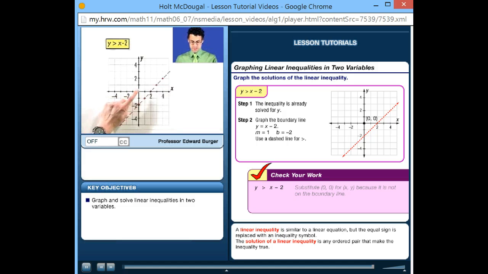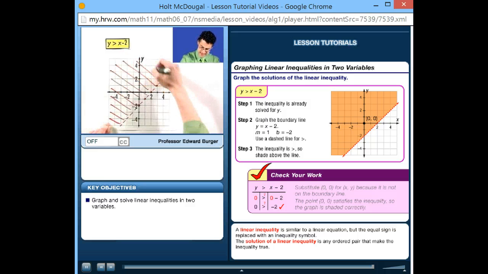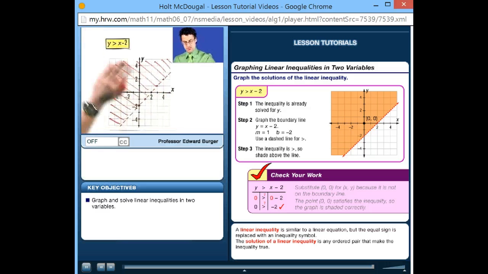So let's pick x equals 0, y equals 0, and see if it satisfies this inequality. Is 0 greater than 0 minus 2? So is 0 greater than negative 2? It sure is, which means that this is the region that I want for my solution. And so this is the region that I'm going to shade in. And you can have really a lot of fun shading these in. When I was in school, my teacher called these hash marks, because it's sort of like hash kind of things. And so this is now the solution.